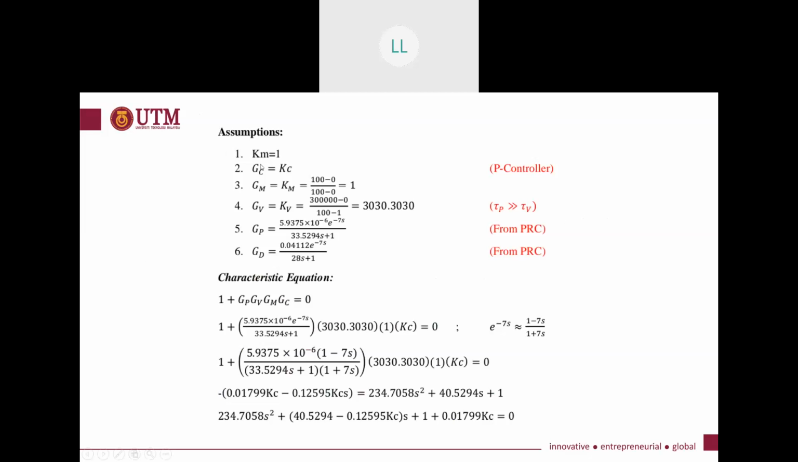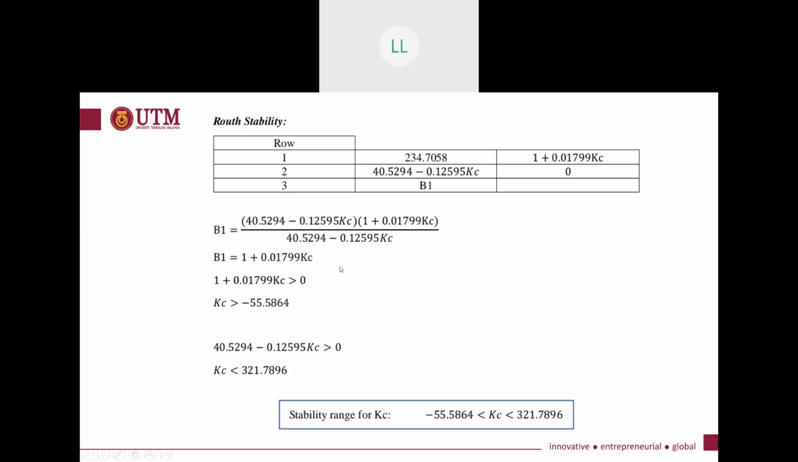So we made the assumption that KM is equal to 1, GC is equal to KC, GM is equal to KM equal to 1, and GV is equal to KV equal to 3030.3030. GP and GD are as we found from the previous step, from the step change response graph. Then we found the characteristic equation where 1 plus GP, GV, GM, GC equal to 0. Then we use Routh stability to find the range for KC, which is KC greater than negative 55.5864 and smaller than 321.7896.